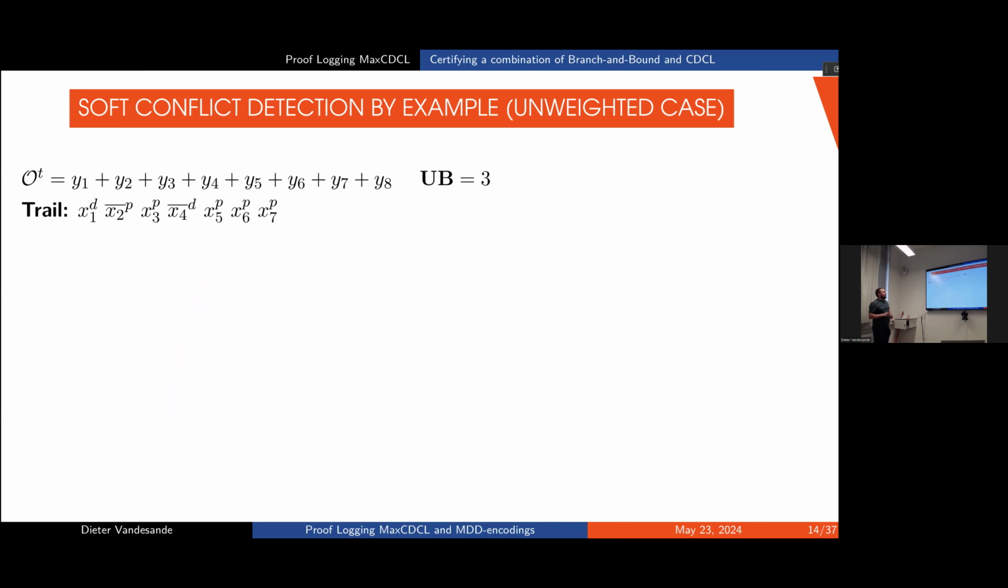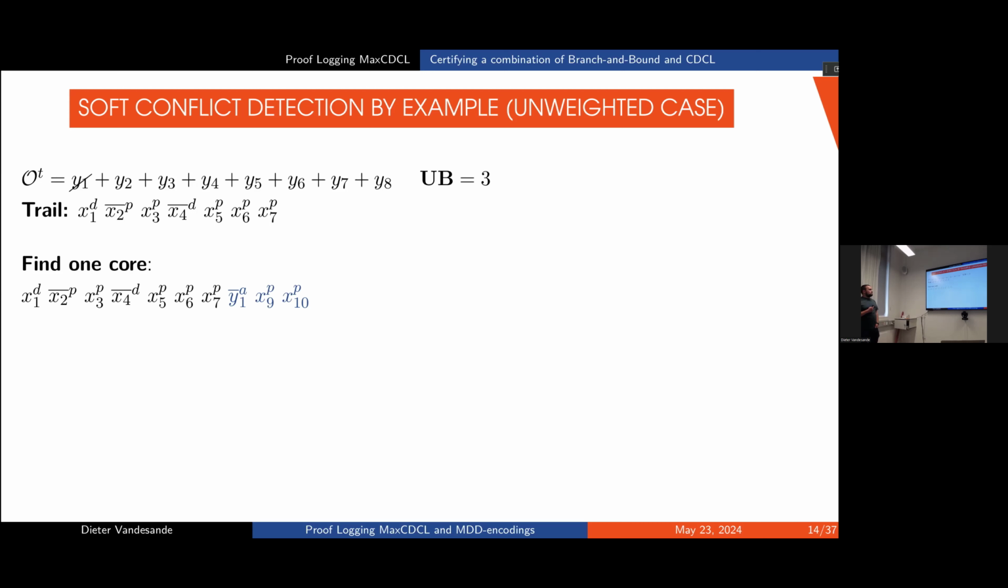Fantastic. Please, continue. So let's take a look at an example. We have a temporary objective that's initialized by the actual objective that we're looking at, and this is the current partial assignment in the current node. We have an upper bound of 3, so we want to find at least 3 cores in this case.